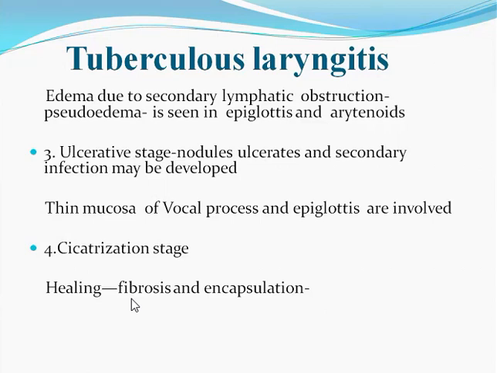The third is the ulcerative stage. The nodules ulcerate slowly and secondary infection may develop, which shows ulcers over all the areas, the posterior part of the larynx and also the laryngeal surface of the epiglottis. The thin mucosa of the vocal process and epiglottis are involved more with the ulcers. The fourth is the cicatrization stage, healing by fibrosis and encapsulation.